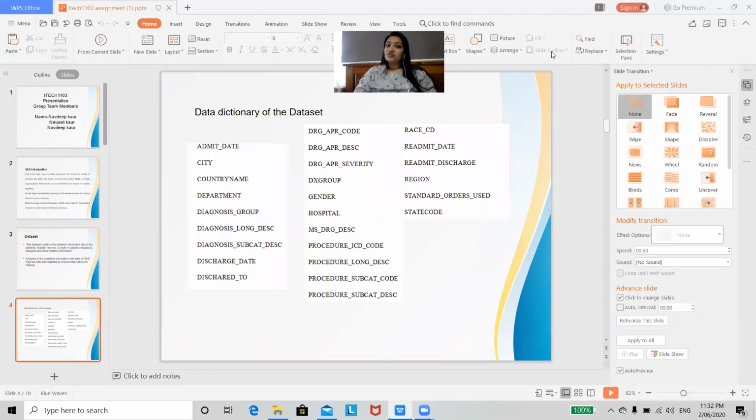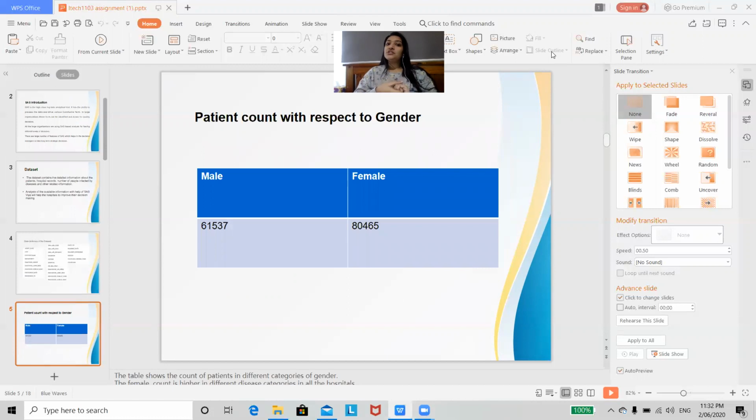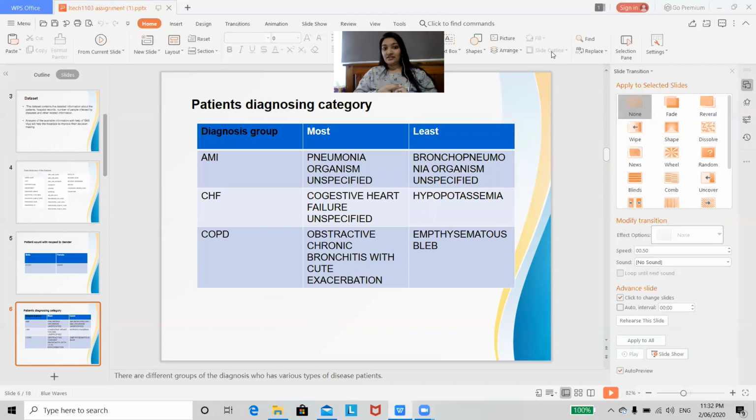Now the data dictionary of the dataset: admit date, DRG, API code, race CD. These are the fields which include the rows and columns, different country names, department, gender, hospital, state code. So patient count with respect to gender, male and female. This side male and this side female, and males are 61537 and 80465 females.